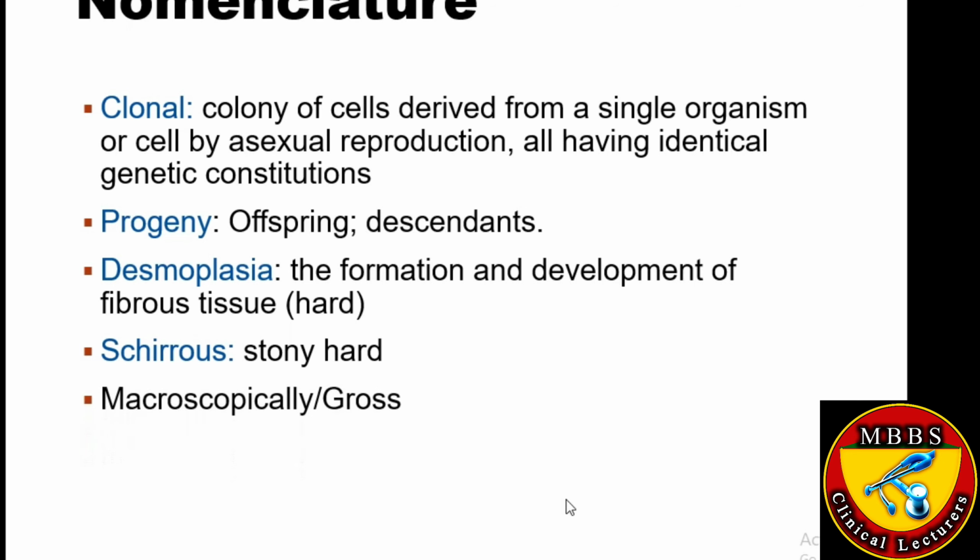Now, we use the term gross. Gross means the naked eye examination, and then there is a microscopic examination of the tumor. So you have to examine the tumor at two levels. One is the naked eye examination, that is gross examination, and the second is microscopic examination. And I have already explained to you what is metastasis. Metastasis is the distant spread of the tumor cells within a body.